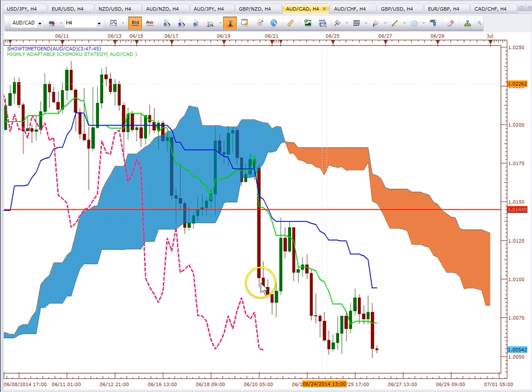So this is the Aussie CAD. Now we're going to look for price to drop down. Now we need a pullback. So we get a pullback. Now when we get that pullback, we're looking for a way to enter the market. We're going to enter the market off of some price action.